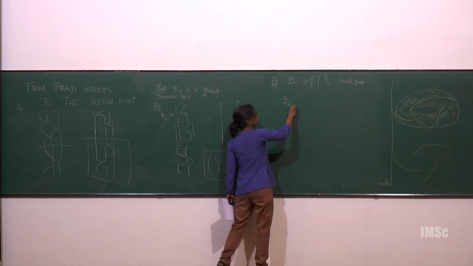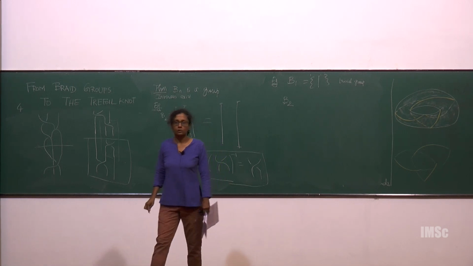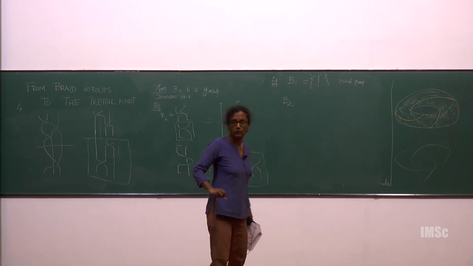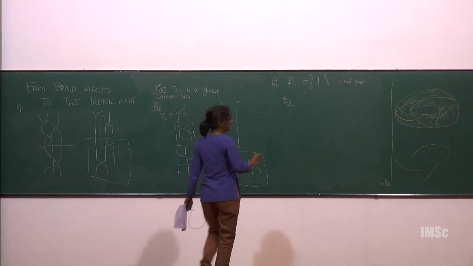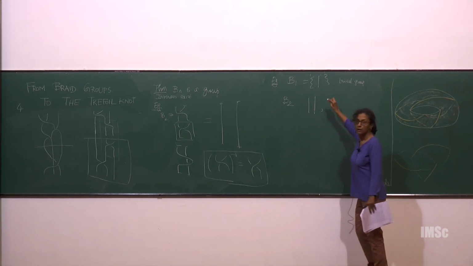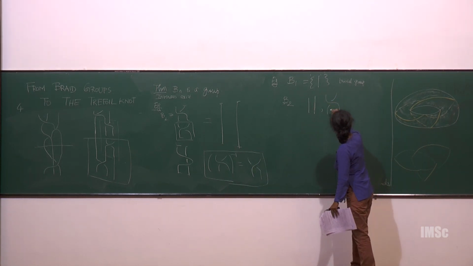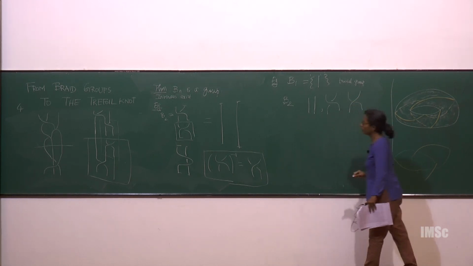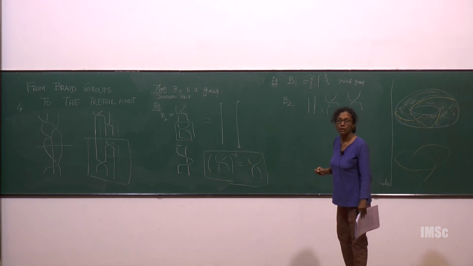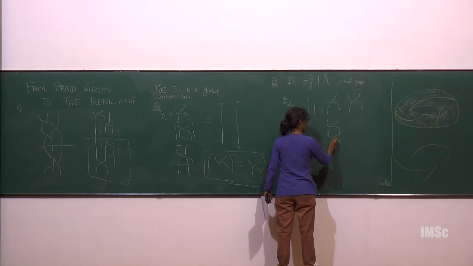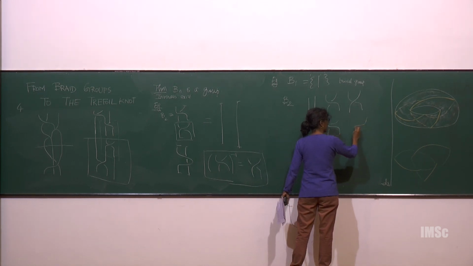Now let's come to B2. Let's start drawing lots of elements of B2. What's the first element of B2? Yes, this is 1. Next, overcrossing, then undercrossing, then double overcrossing, double undercrossing, yes. So 1 overcrossing, 2 overcrossings. Then similarly 1 undercrossing, 2 undercrossings.